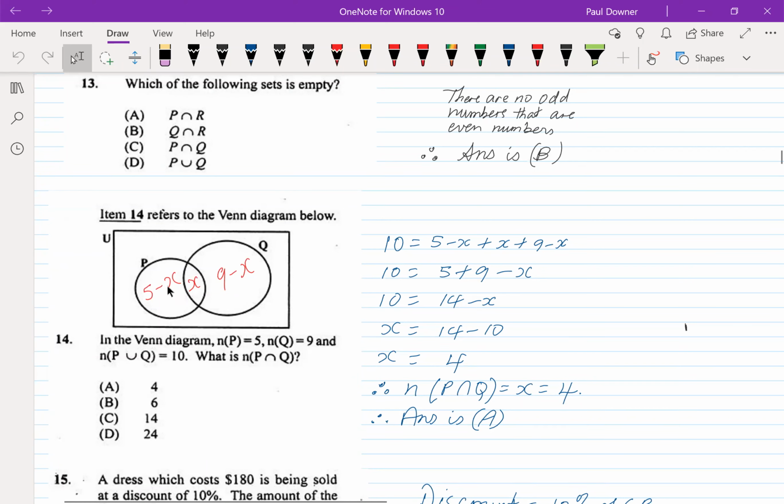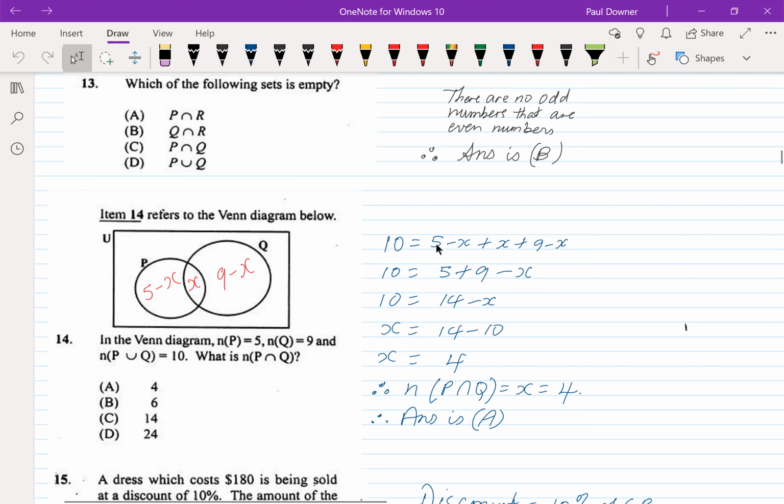All right, so the next step is once we have these things correctly allocated, we say, all right, if the number of elements in P or Q, this means P union Q, is 10, that means if we add up the elements in each individual area, which is here, here, and here, then we must get 10, right? Because the union refers to everything in these 3 areas added up together. So that means that 10 must be equal to 5 minus X plus X plus 9 minus X. So that's the equation we'll work with.